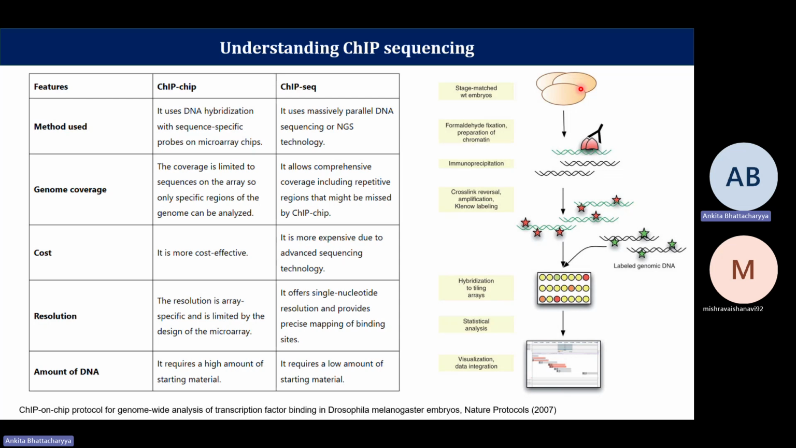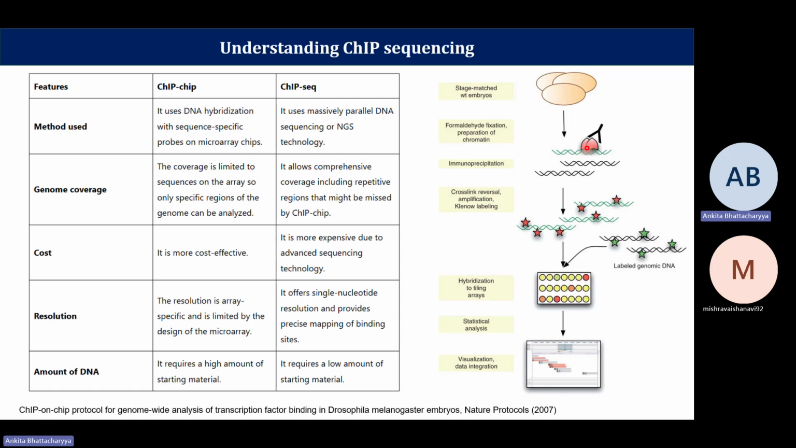So this is an example where from wild-type embryos, DNA is isolated, formaldehyde fixation is performed so as to cross-link the DNA and our proteins of interest, and that is covered under the purview of preparation of chromatin. Then immunoprecipitation is performed by adding the targeting antibody. Then after IP, you reverse the cross-link so that DNA and protein interactions are no longer favored.